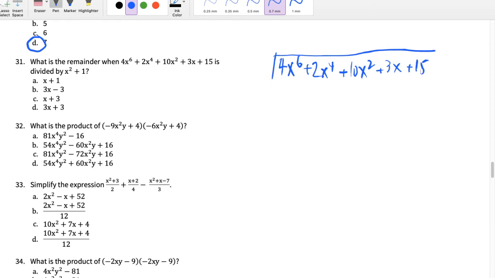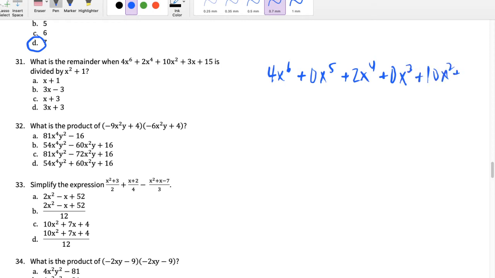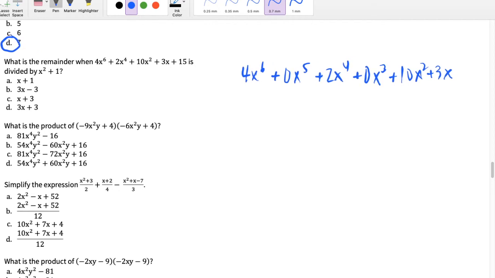Okay? So, nakalimutan ko tuloy i-add yung mga missing terms. So, here we have 4x raised to 6 plus 0x raised to 5 plus 2x raised to 4 plus 0x cubed plus 10x squared plus 3x plus 15. Okay, babalikan ko yan. Divide this by x squared plus 1. Okay.